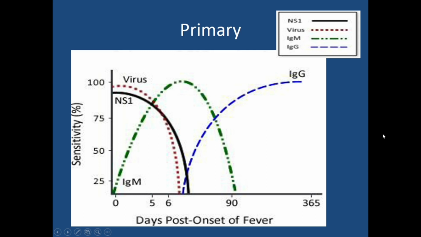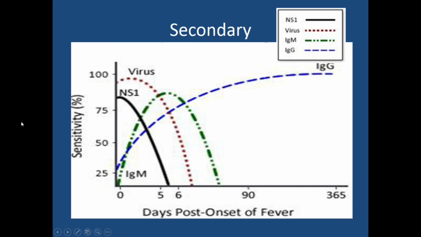Okay, in case of secondary infection, all these parameters are more or less the same, but the non-structural protein 1 you can detect within 5 to 6 days. If you use this method of detection of non-structural protein 1, beyond this you may not be able to detect the virus. And if you do a molecular method, you can detect it within 1 week.